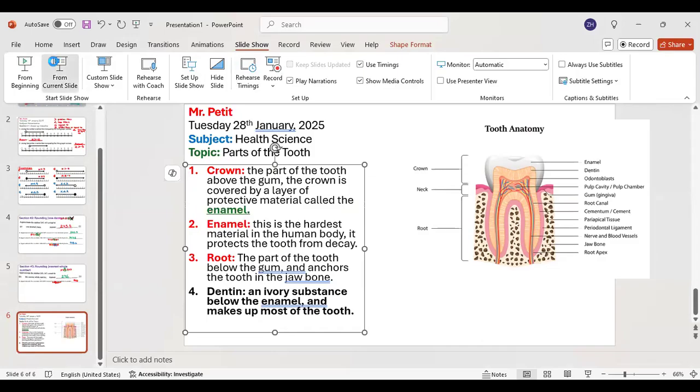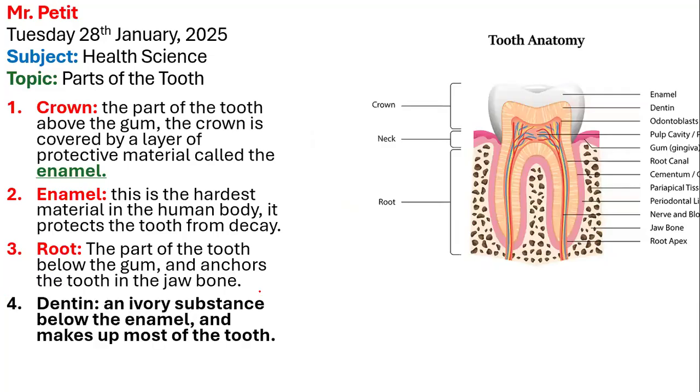That's this part. Let me show you right here. That's sort of like a filling. So all of this orange stuff right here, that's the dentine or dentin. All of this is the dentin or dentine. That's why it says that it's below the enamel, as we can see, and it makes up most of the tooth. So your tooth is primarily made up of dentin. All right.